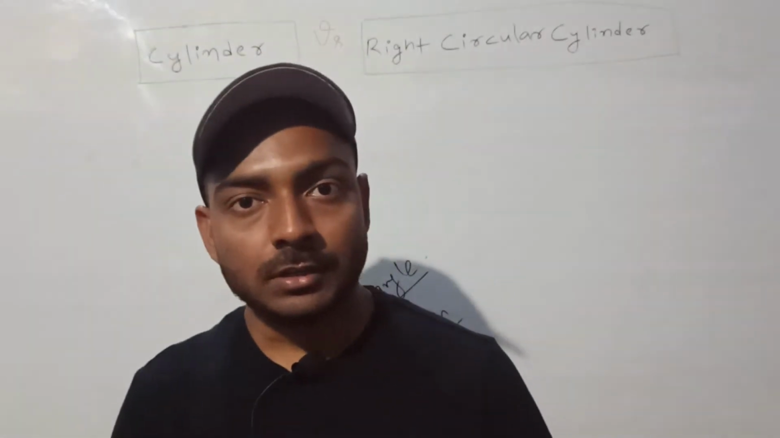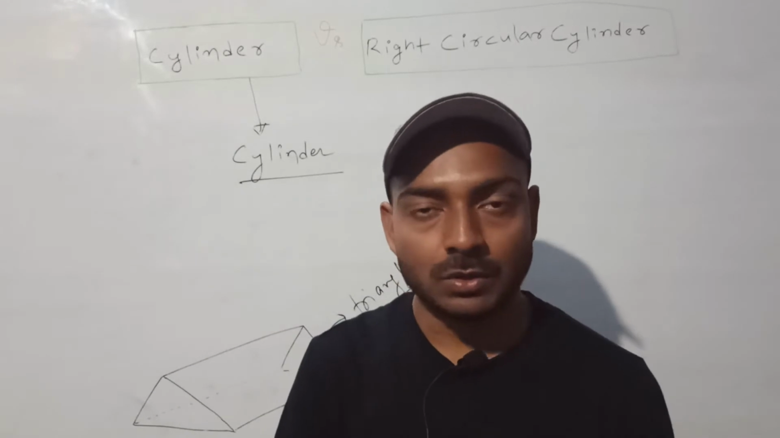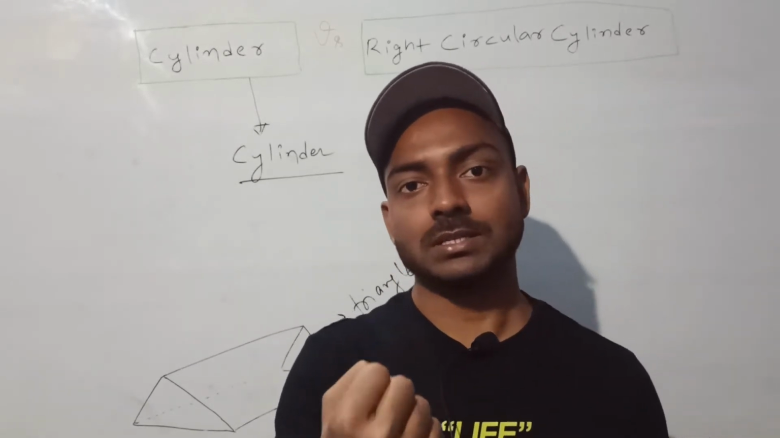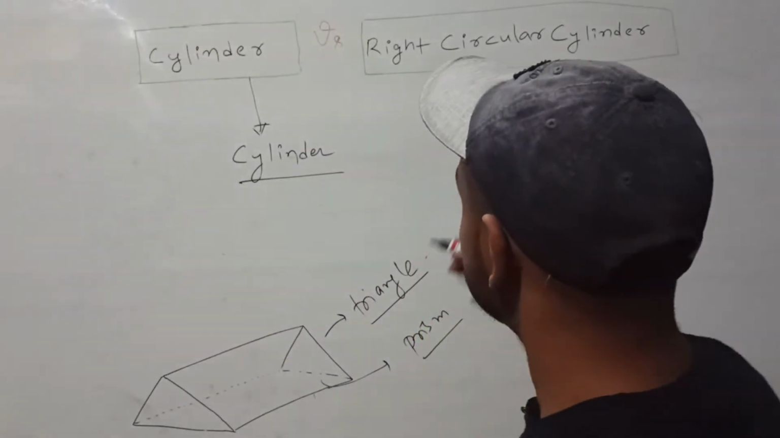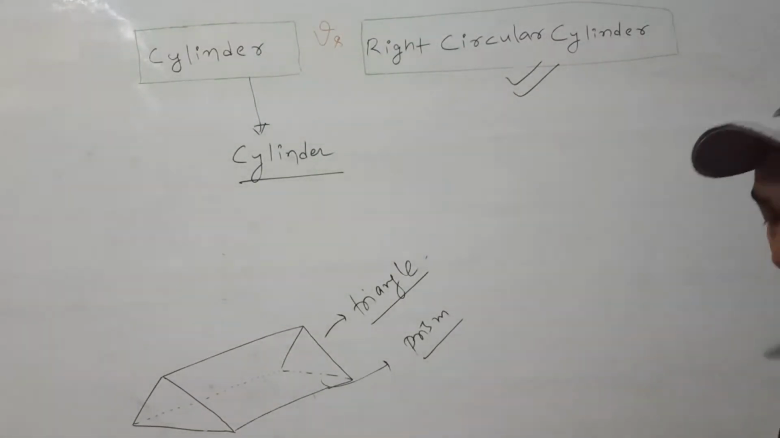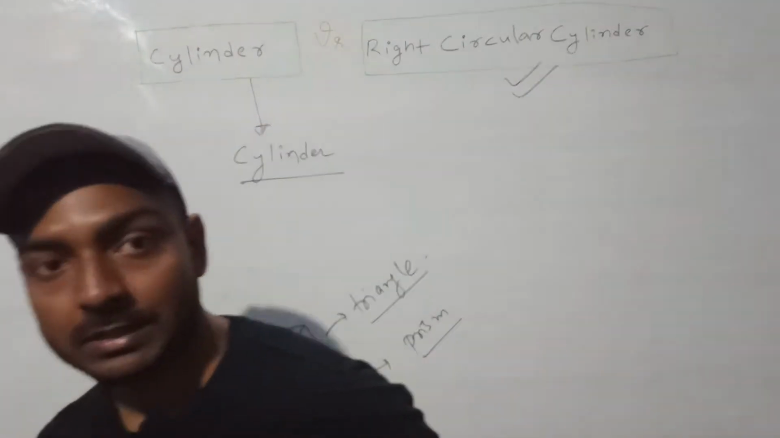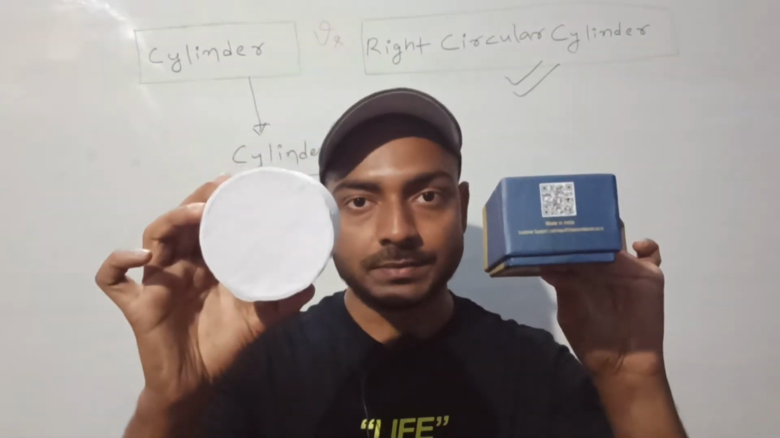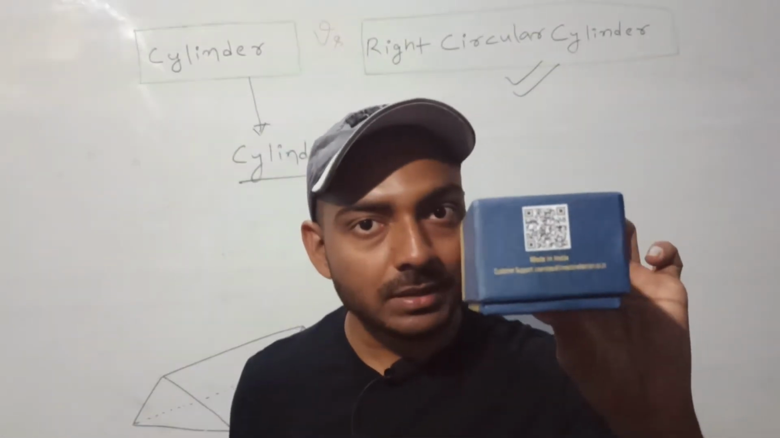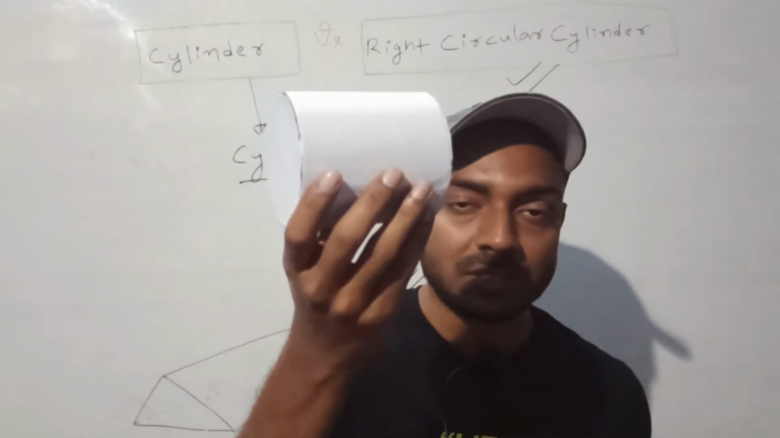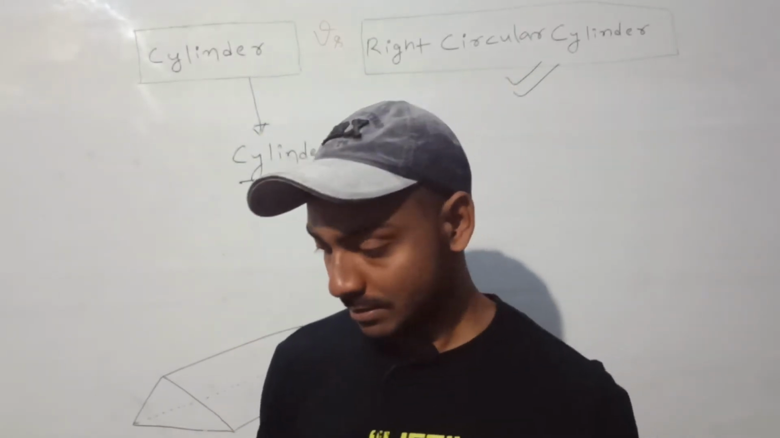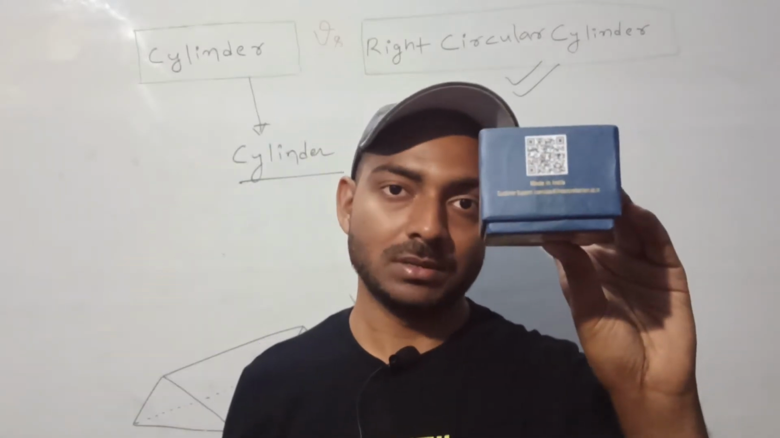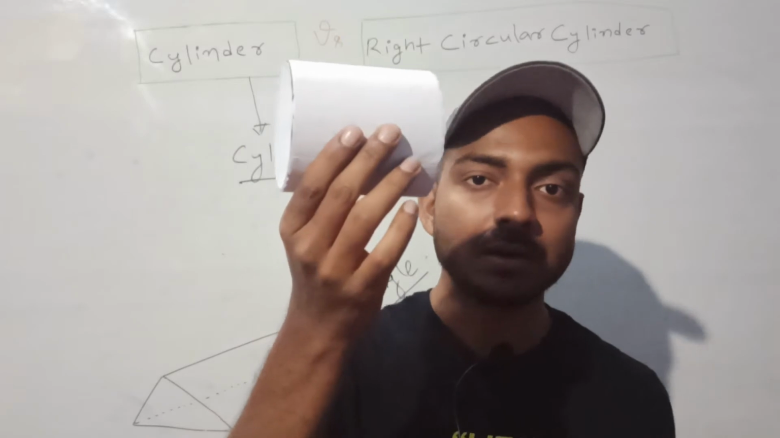And a cylinder whose cross section is a circle is called a right circular cylinder. That is, these two solids are cylinders, but this one is called a cuboid and this one is called a right circular cylinder.